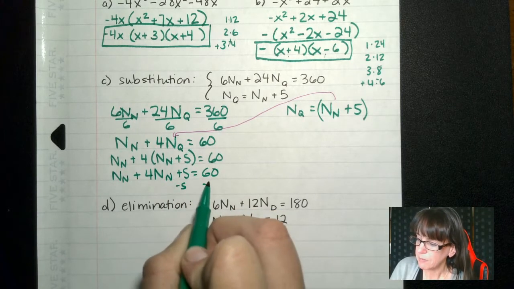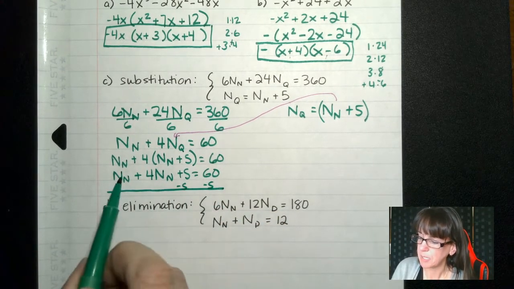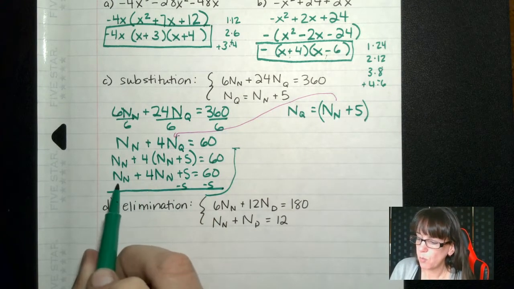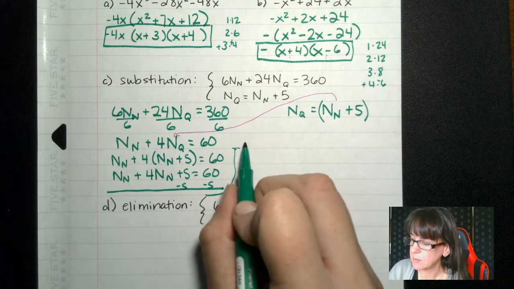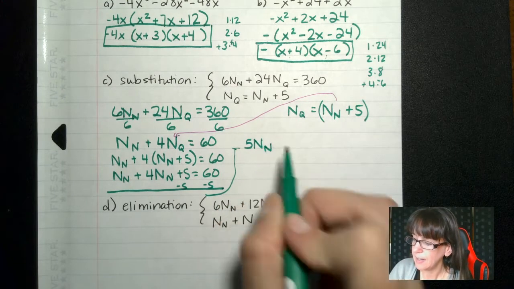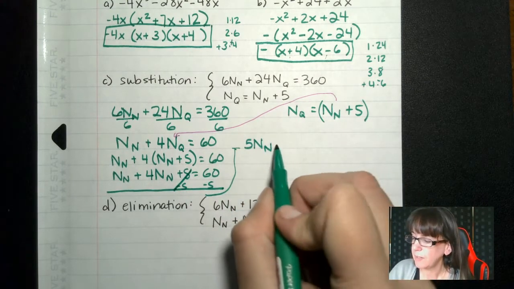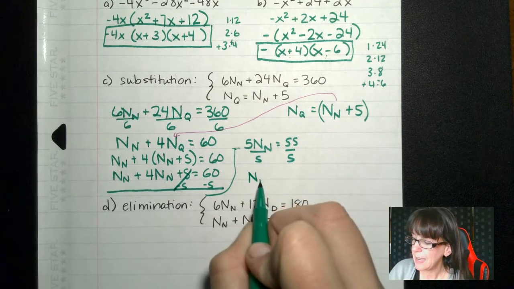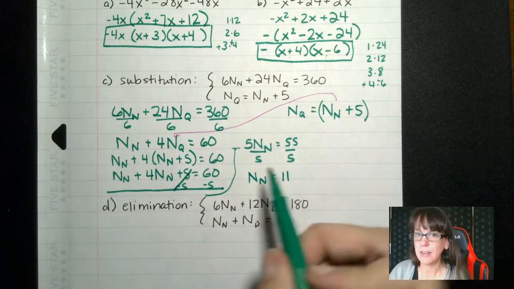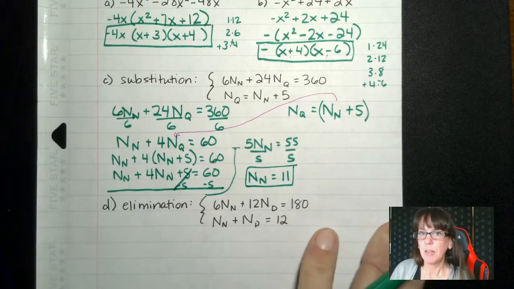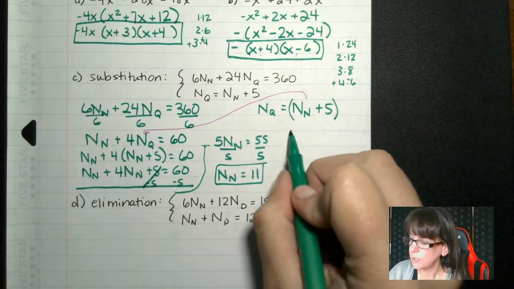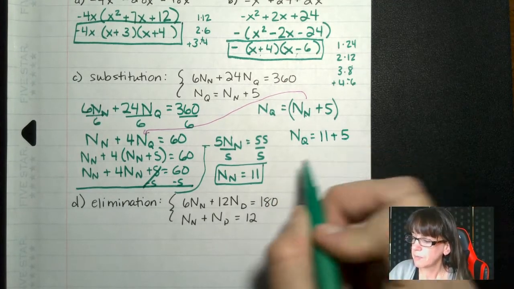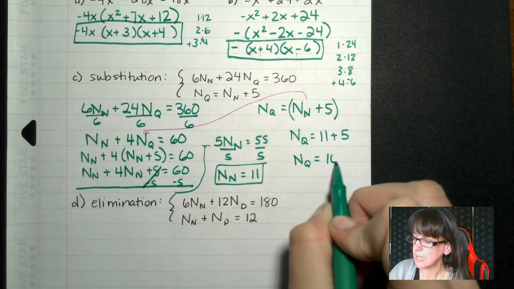I'm going to minus 5 from both sides, and at the same time, I'm going to combine these. So we're going to move this up over here. So n1 and n and 4nn gives me 5nn. These canceled out. 60 minus 5 gives me 55. Divide both sides by 5. nn equals 11. And now that I know that information, I can plug that back in over here. So nq equals nn, which we know is 11, plus 5. So nq equals 16 there.